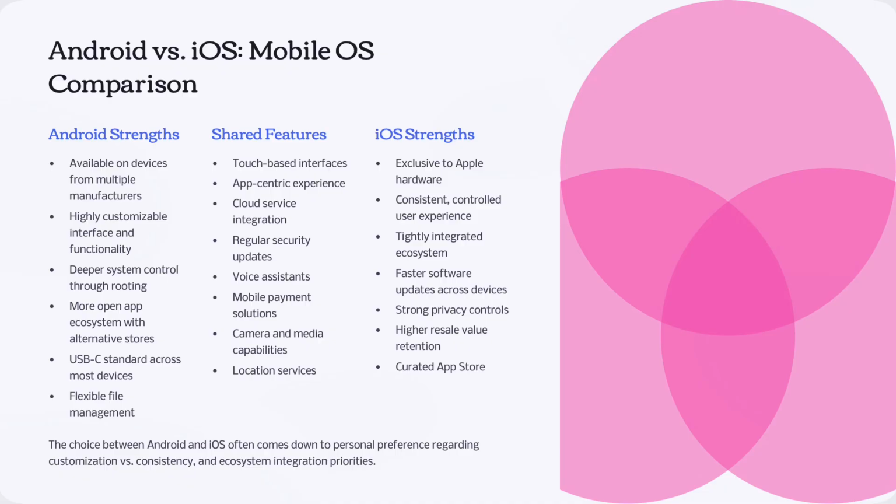Android versus iOS, mobile operating system comparison. Both share core features: touch interfaces, cloud integration, and security updates. Android excels in customization and flexibility, available across many devices. iOS offers consistency, privacy, and long term updates, but only on Apple hardware. The choice comes down to user priorities, openness versus controlled integration.